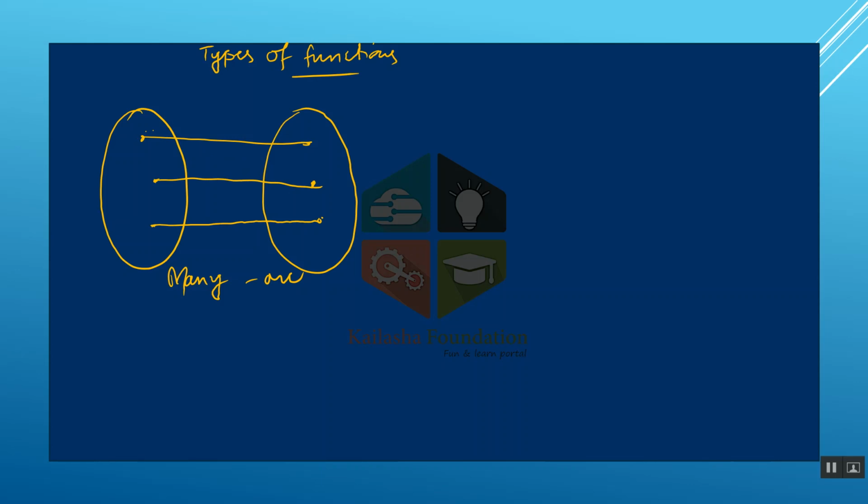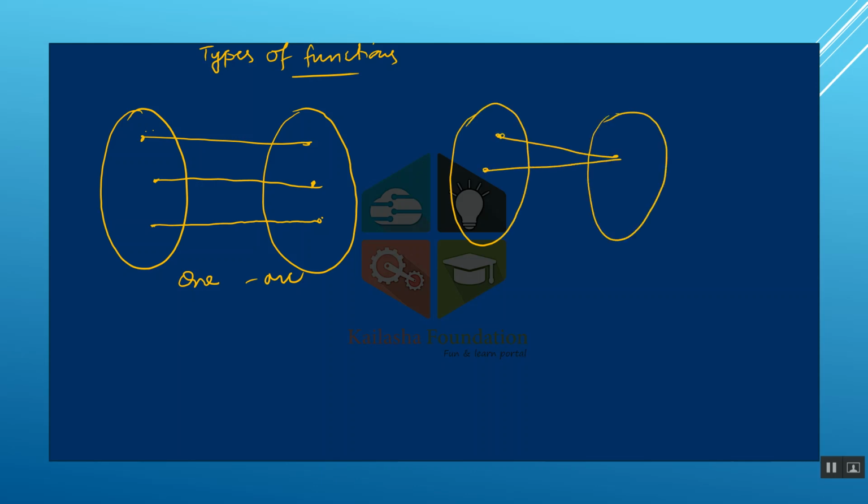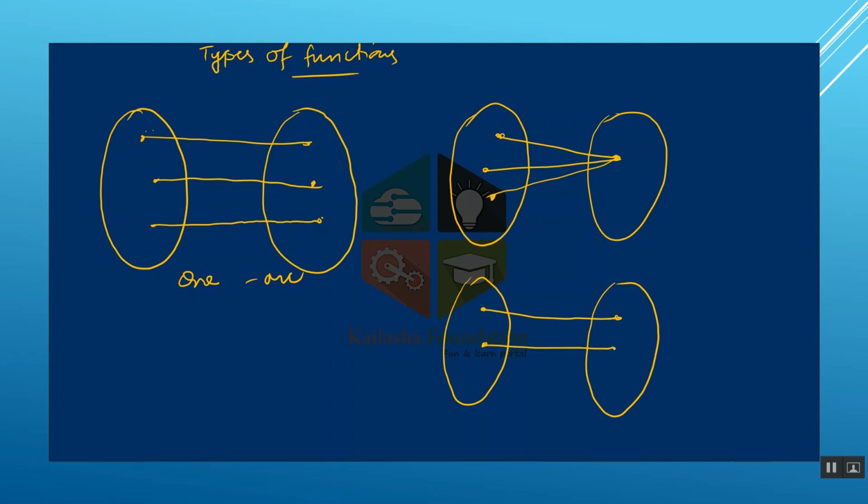So this one was one to one. Now let me show you a few examples of many to one. This is many to one. Classic example of many to one. But others are also many to one, like this. Okay. This is many to one. Both of these are many to one.